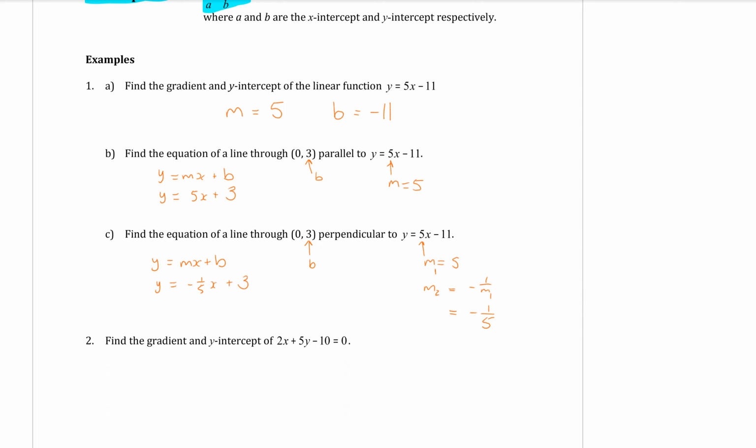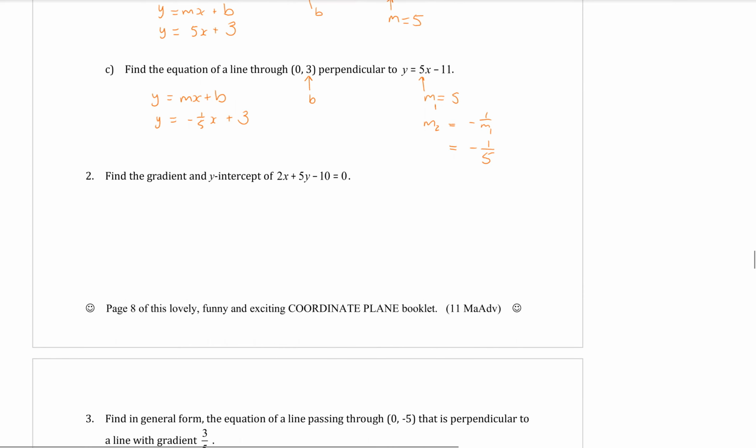Question 2. Find the gradient and y-intercept of 2x plus 5y minus 10 equals 0. Well, that's in general form, so I need to turn that into gradient form. So I want the y to be positive, and it currently is positive. So let's move everything else across to the other side. So I'm going to leave the 5y equals, it'll become a minus 2x and a plus 10 when they're moved across to the other side of the equation.